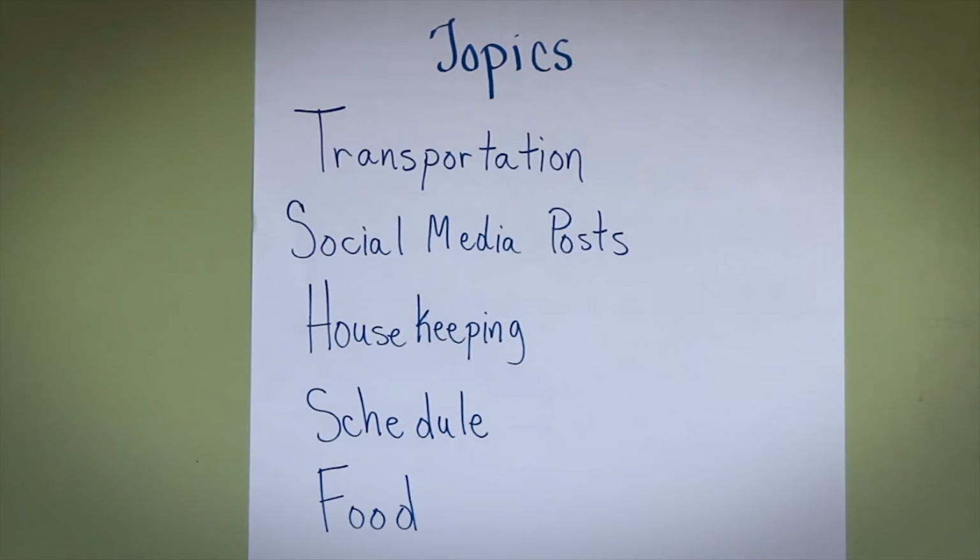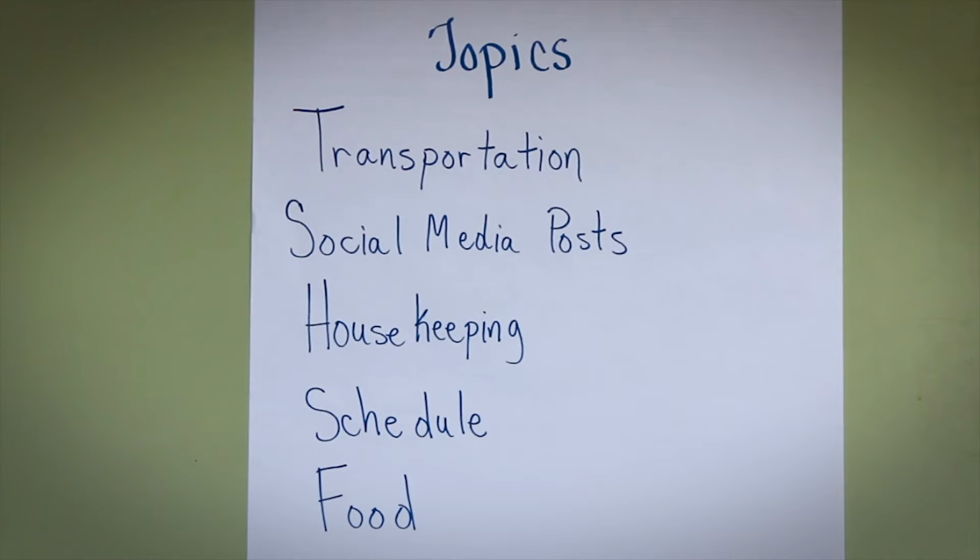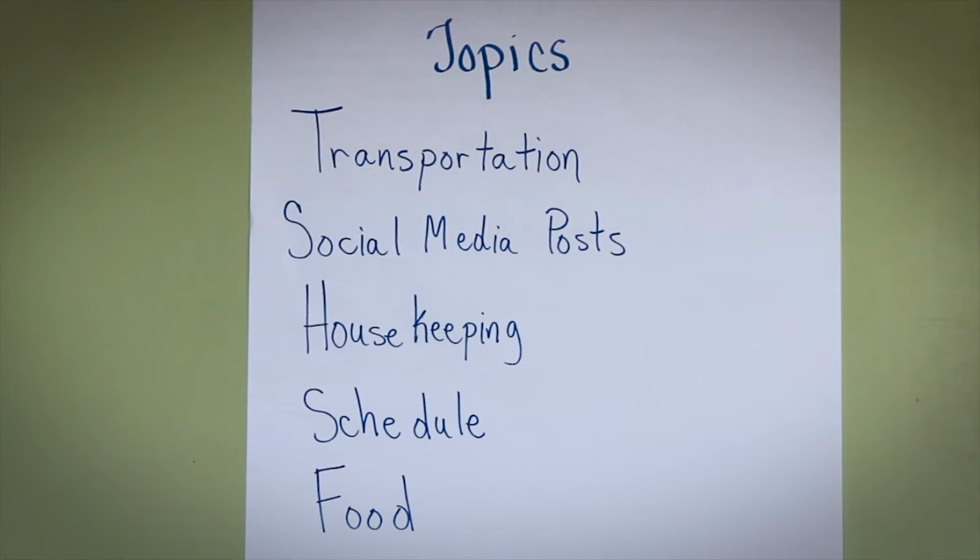So what we have listed is transportation, social media, housekeeping, schedule, and food. If you were to come to solutions on each of these topics, do you feel like the conflict would be resolved? Yes. Yeah. All right. Okay. Anything else you feel like we need to do before we move on to step 4? That's it. Okay. So at this point, we're going to start with step 4.